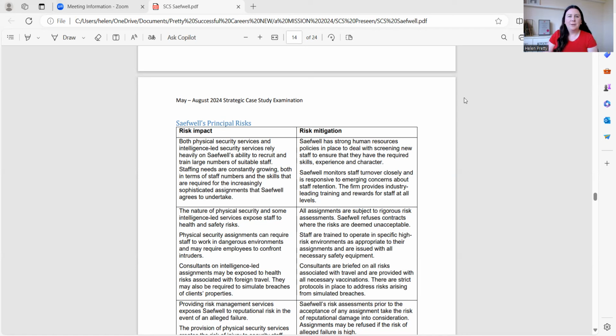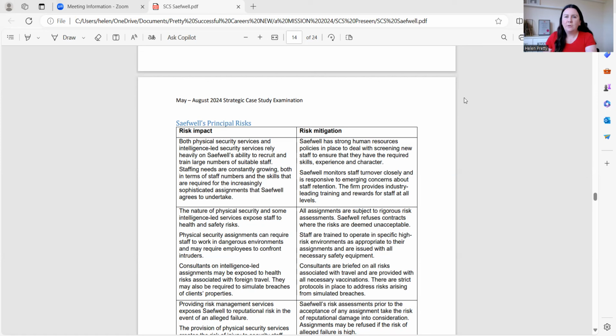Risk impact number two: the nature of physical security and some intelligence-led services expose staff to health and safety risks. Physical security assignments can require staff to work in dangerous environments and may require employees to confront intruders. Consultants on intelligence-led assignments may be exposed to health risks associated with foreign travel. They may also be required to simulate breaches of clients' properties.